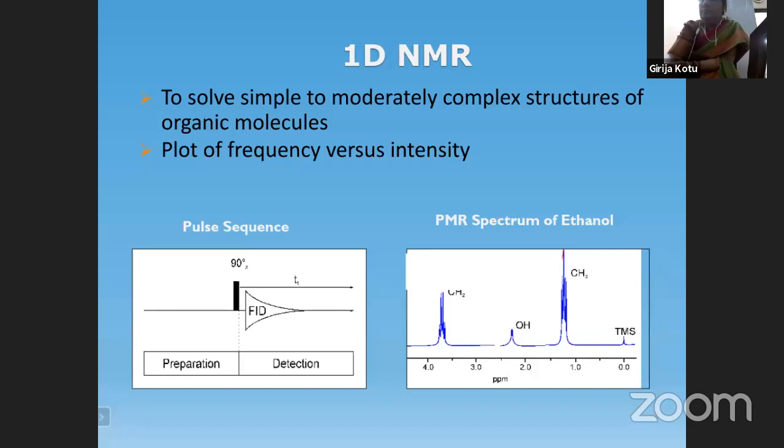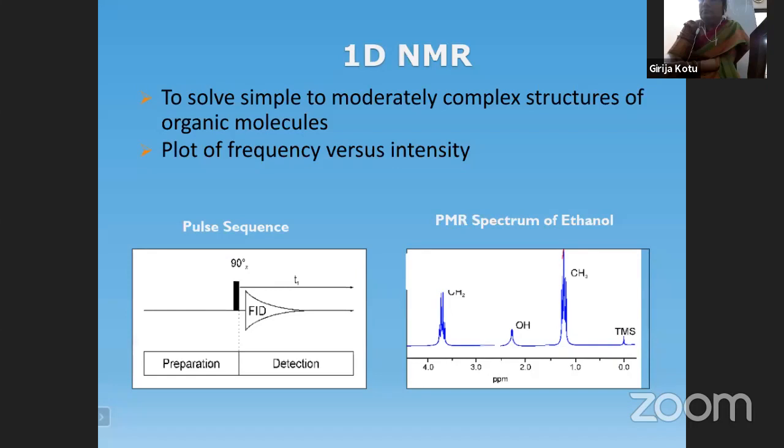See, I'm showing in the slide the 1D NMR spectrum, which is used to solve simple to moderately complex structures of organic molecules, where it is a plot of frequency versus intensity. So if you just look at the right side, the PMR spectrum of ethanol molecule is given. And ethanol, you all know it is CH3CH2OH, where there are three different kinds of protons. One is methyl, the other is methylene, and the other is hydroxyl. So you basically get three different signals.